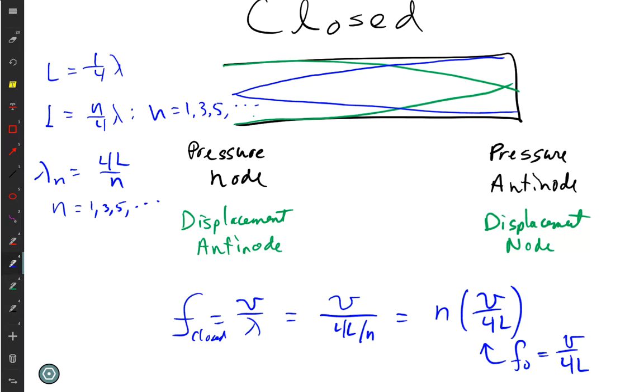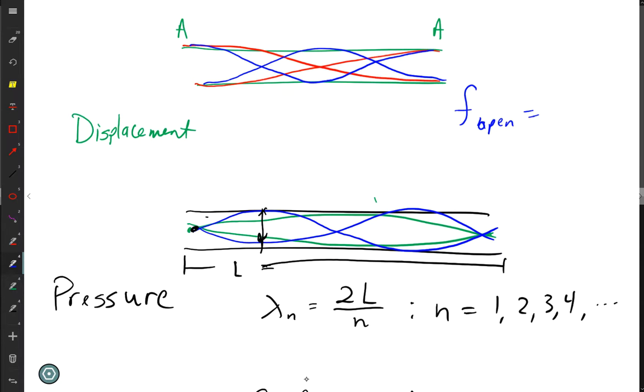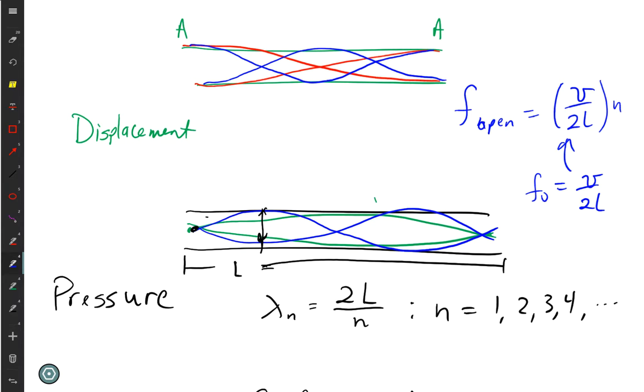If it was an open tube, it would have been the same as we found for the string. So for the open tube, it was v over 2L multiplied by n. So my fundamental frequency is v over 2L. The closed tube has 1/4 v over L. The open tube, 1/2 v over L. So the fundamental is 1/2. You play a lower fundamental with a closed tube than you do with the same open tube.